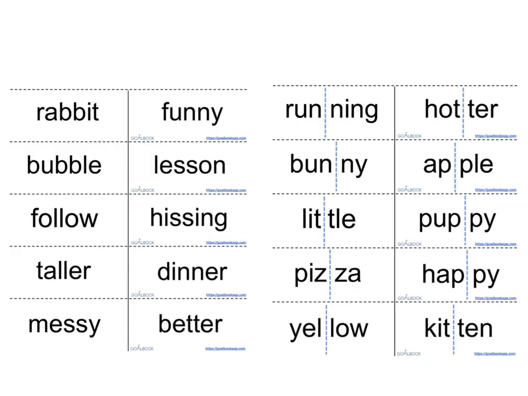Good. So now, I have here 4 sets of 2-syllable words. Now, you are going to read it. So, I'm going to read it first, and afterwards, you're going to read it. Okay? So, the first set, rabbit, bubble, follow, taller, messy. Your turn. Great. Now, let's have the set 2. Funny, lesson, hissing, dinner, better. Your turn.